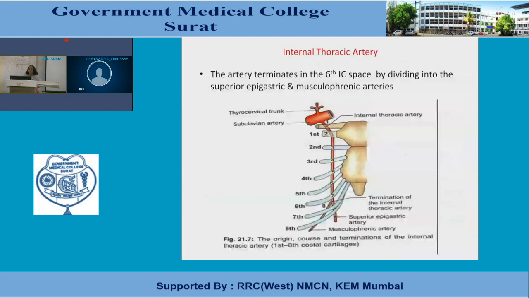Now the internal thoracic artery terminates at the sixth intercostal space by dividing into two. Another diagram is showing here. Number one, so here you can see the second, third, fourth, fifth, sixth, seventh, and here you can see the sixth intercostal space. These two are the terminal branches of the internal thoracic artery.